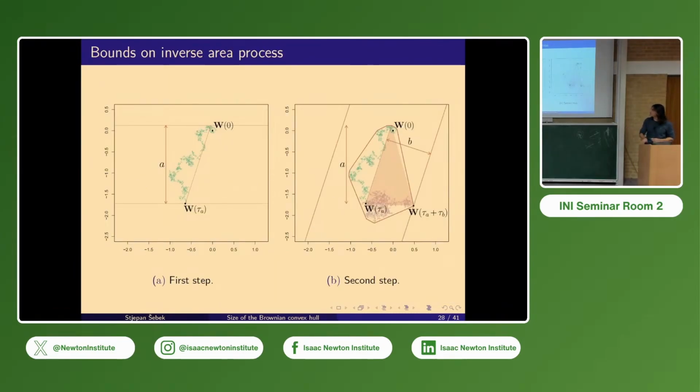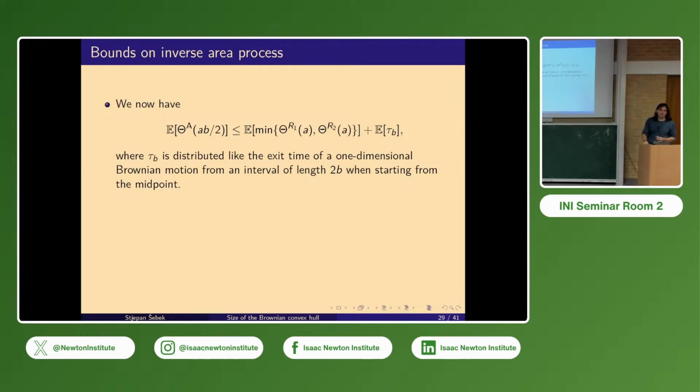And in the second step, we are actually just waiting until one-dimensional Brownian motion exits a ball of radius b, which is, again, b squared divided by the dimension, which is here 1. So we end up with this.